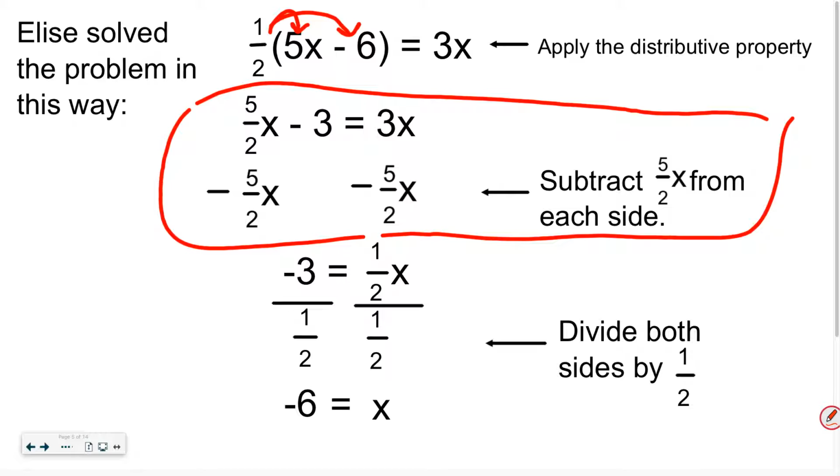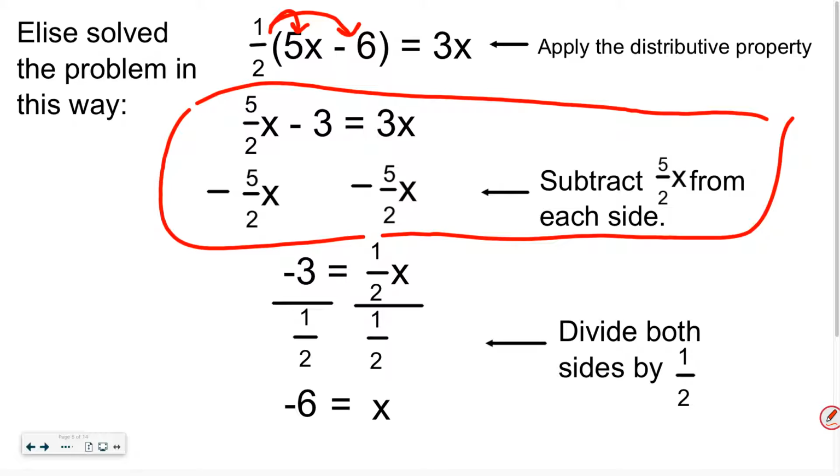Why do you think she took away that 5 halves x and didn't subtract the 3x from the other side? Because if she did subtract 3x, it would be a little harder to find the final answer when your x is a fraction. Okay, it could have been a little bit more challenging. What else would have happened? So 5 halves x, what is that as a mixed number? 2.5. Good.